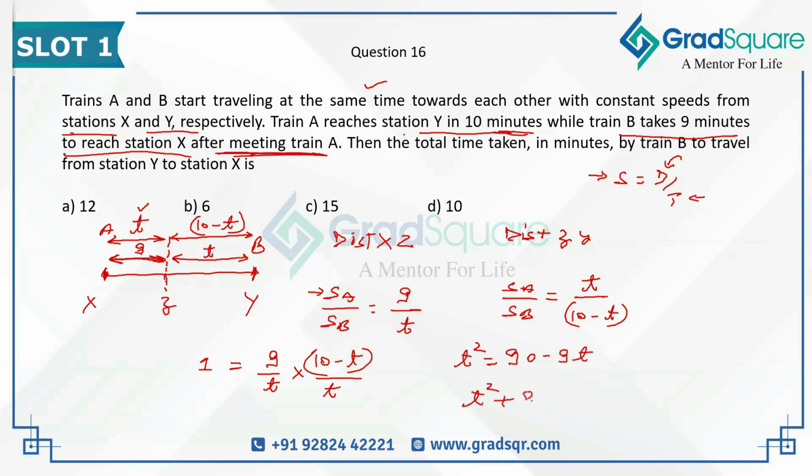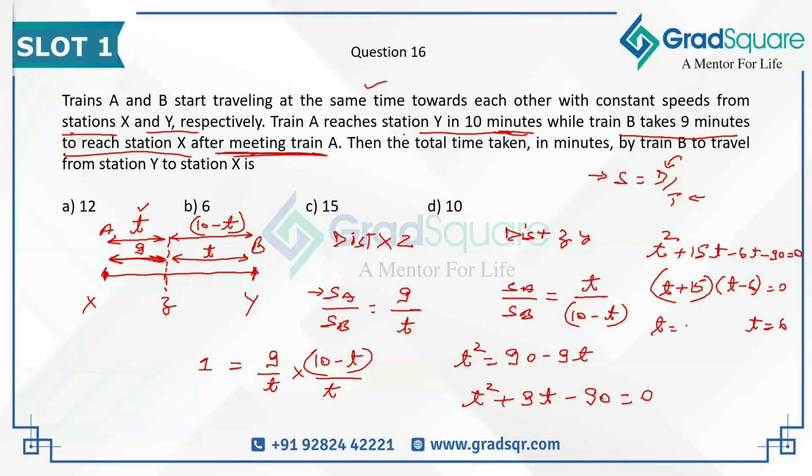t square plus 9t minus 90 turns out to be equal to 0. 15 into 6 turns out to be 90. So it is t square plus 15t minus 6t minus 90 equal to 0. This factorization will give me what? (t plus 15) into (t minus 6) equal to 0. So t will be either equal to 6 or t will be equal to minus 15.